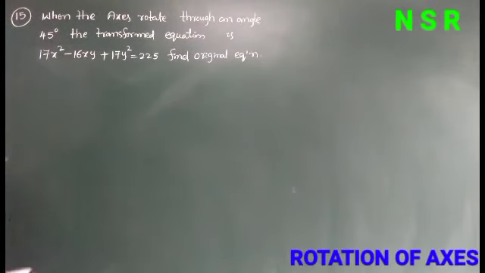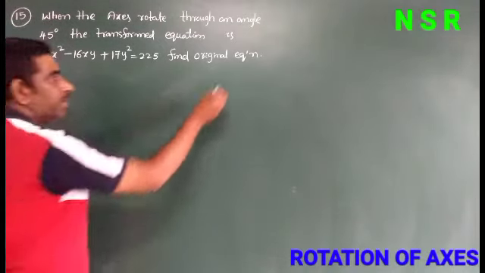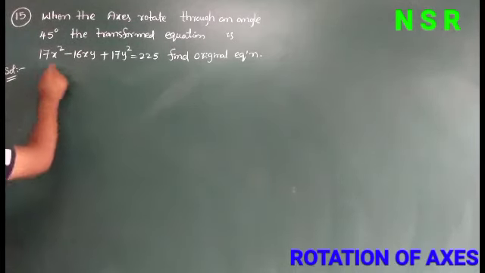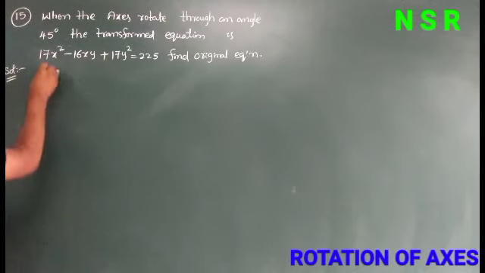So next question: when the axis is rotated through an angle of 45 degrees, the transformed equation is 17x square minus 16xy plus 17y square equal to 225. Find the original equation. In our question, the transformed equation is already mentioned; the given equation is the transformed equation.